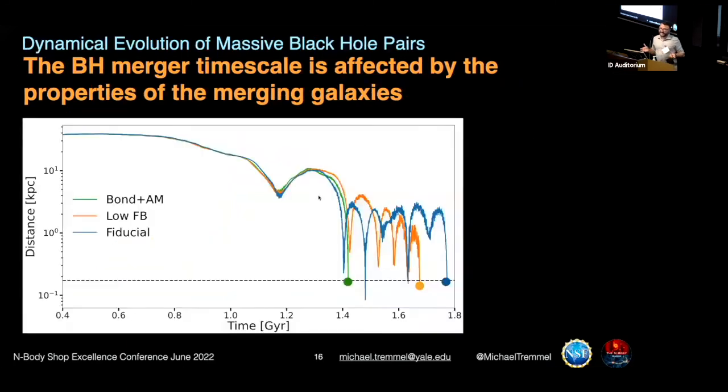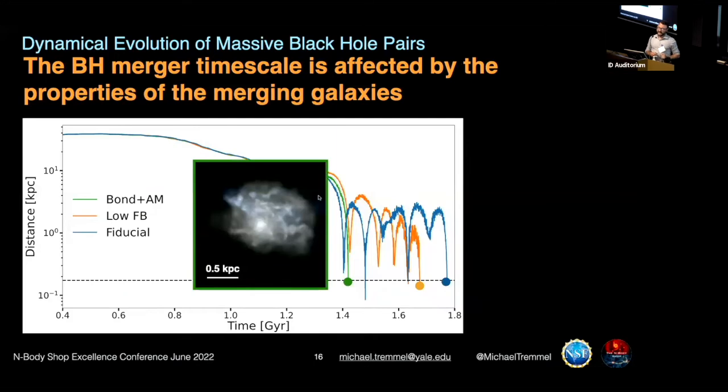The other thing we can look at is the dynamical evolution of the black holes. They actually do merge at different times in these simulations, by a few 100 million years. And again, we find that it all has to do with the properties of the secondary galaxy when the merger starts. So if we look at the green case here, the one where the black holes don't grow much at all, the secondary galaxy looks like this.